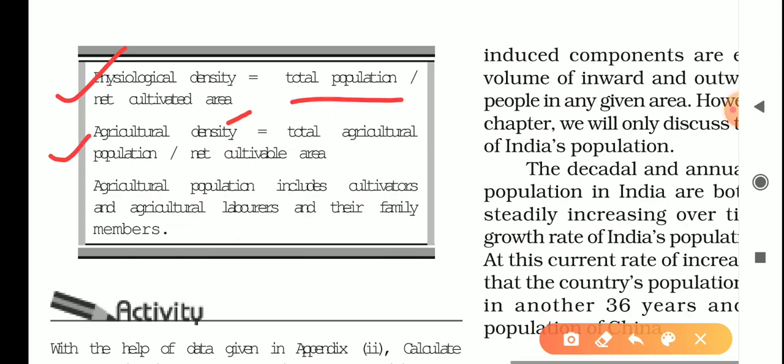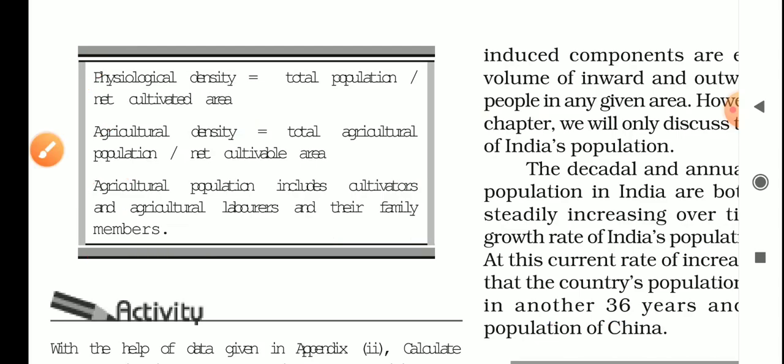Then agricultural density is the total agricultural population, that is, people who are engaged in agriculture, divided by net cultivated area. This shows the relationship between farmers and agricultural land. It means on one agricultural land how many people are dependent on it. The agricultural population includes cultivators and agricultural laborers and their family members. So these two are the other concepts of density.